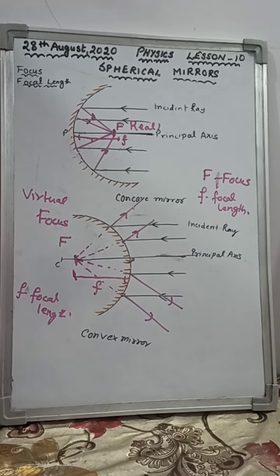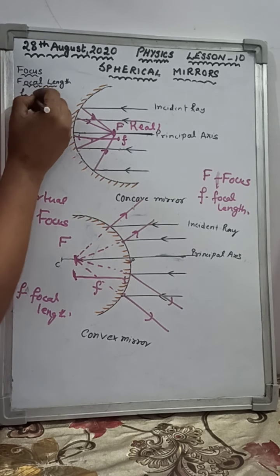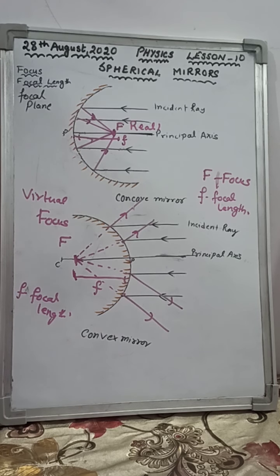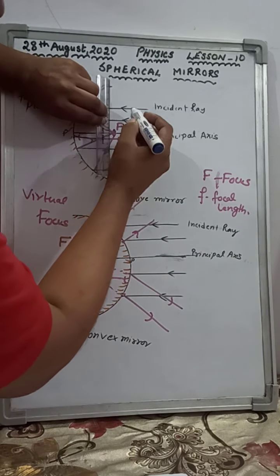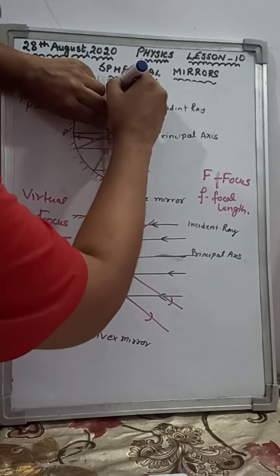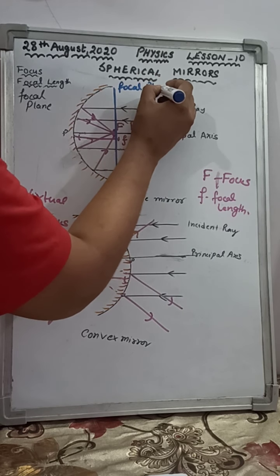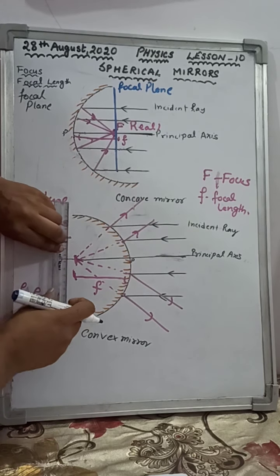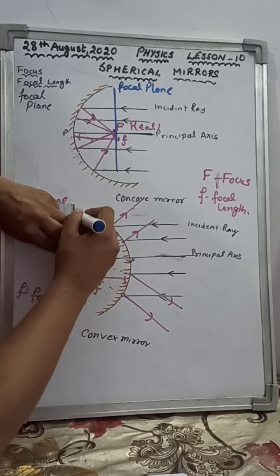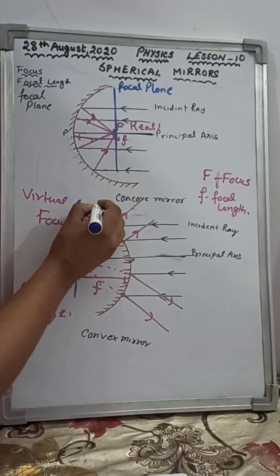Now we will do one more term, that is your focal plane. Clear? Third term, that is focal plane. Now, when you draw a perpendicular on the focus, clear? So this is your focus. When you draw a perpendicular on the focus, this is your focal plane of the concave mirror. Over here also, this is a perpendicular, so this is your focal plane.